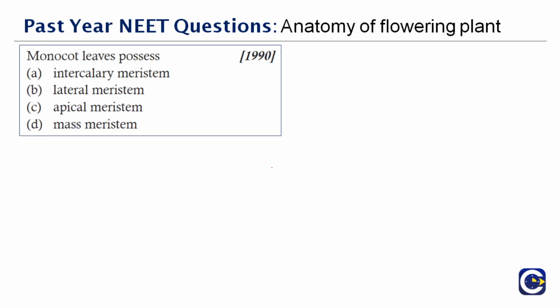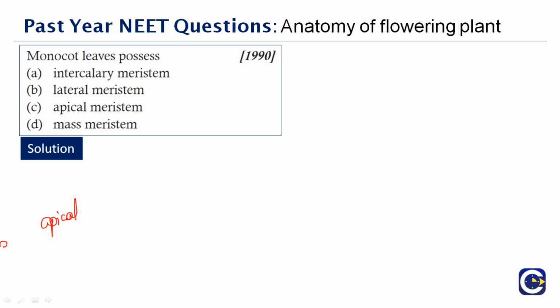Okay. Next question here. Monocot leaves possess dash. This question was asked in the year 1990. Very easy question. By now you have guessed the answer because we already discussed it in the earlier part of this chapter. It has intercalary meristem. Intercalary meristem is derived from which part? Always remember, please don't forget, it is the apical meristem, separated by the permanent cells. They are responsible for localized growth. So monocot leaves possess intercalary meristem.